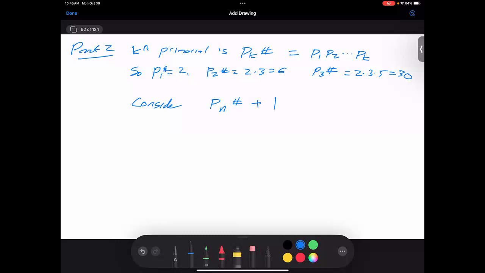So this is where patterns can fool you. So we might talk more about this tomorrow. So is it possible that this is prime? It's possible that this is prime. So we have p_n primorial plus 1. So this is maybe prime.